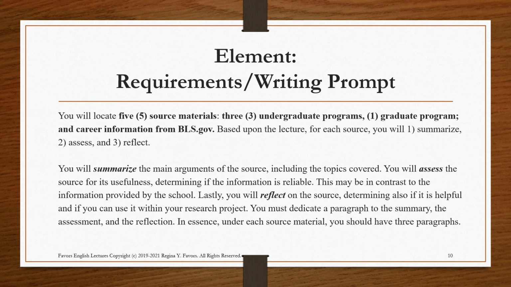So here's the actual writing prompt. You will locate 5 source materials: 3 undergraduate programs, 1 graduate program, and career information from the Bureau of Labor Statistics. Based upon the lecture, for each source, you will summarize, assess, and reflect. You will summarize the main arguments of the source, including the topics covered. You will assess the source for its usefulness, determining if the information is reliable. This may be in contrast to the information provided by the school.